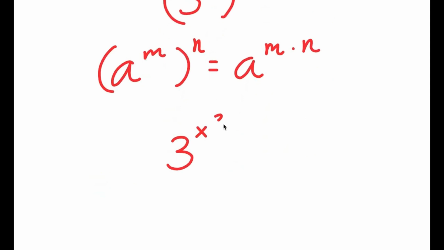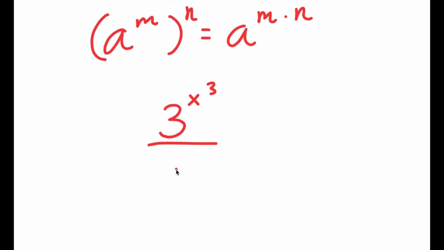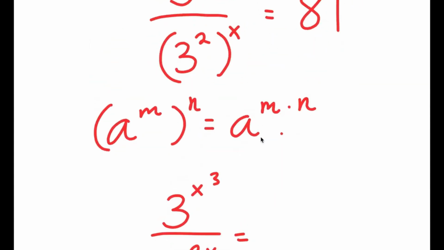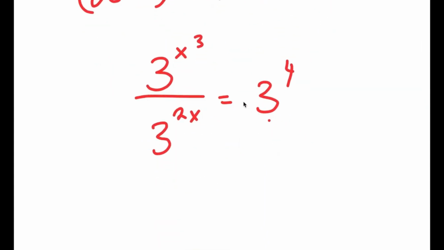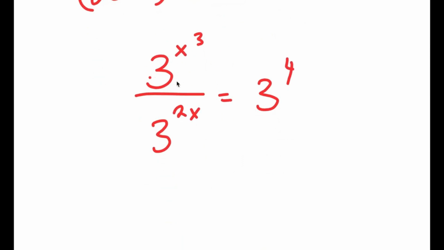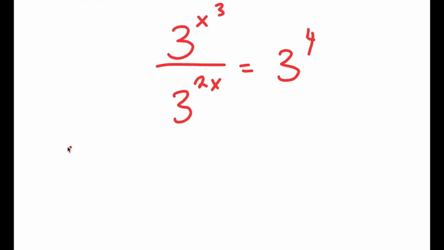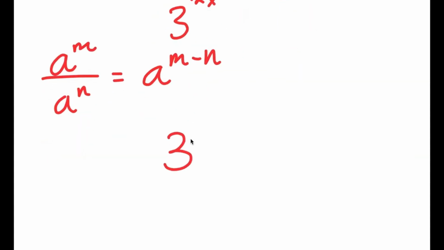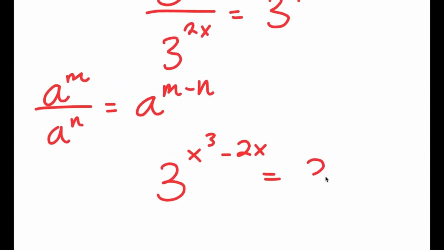So (3^x)^3 over 3 to the power of 2 times x, so 3^(2x), is equal to 81. I'm going to rewrite 81 as 3 to the power of 4. So now notice how I have everything in the base of 3. So this is going to make it much easier to solve. Now, if I have something in the form a^m over a^n, this is equal to a^(m minus n). So 3^(3x) over 3^(2x) is going to equal 3^(3x minus 2x), which is equal to 3 to the power of 4.